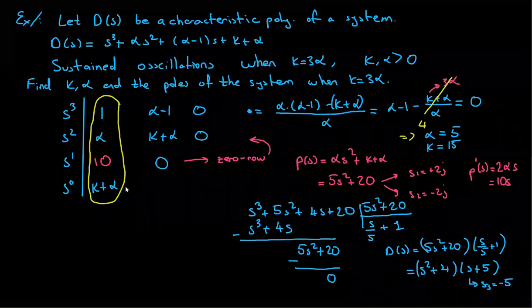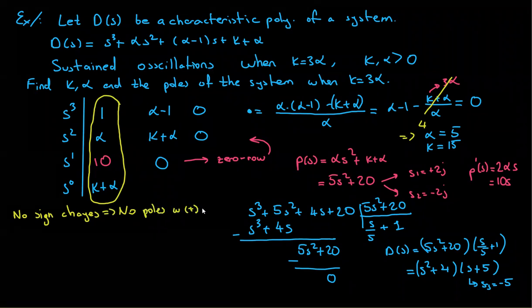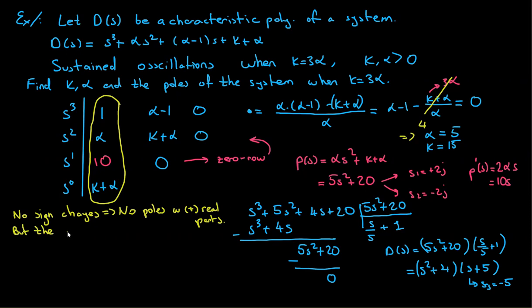By the way, K plus alpha was equal to 20, so I can write 20 as well, but it's not going to change the result. When you inspect that, as you see over there, alpha is positive, K plus alpha is positive, 5 and 20. So there are no sign changes here. Therefore, no poles with positive real parts. But the system is unstable.